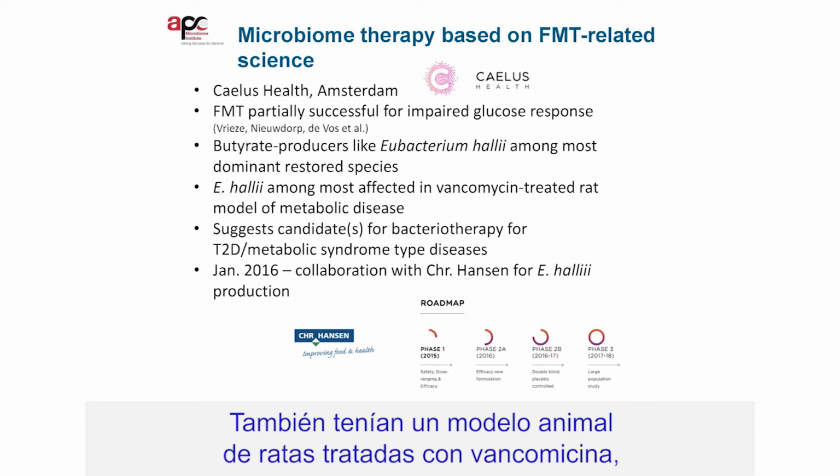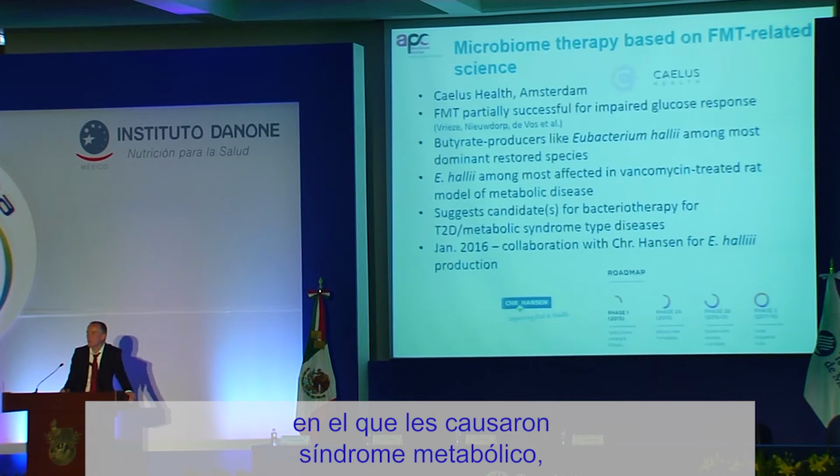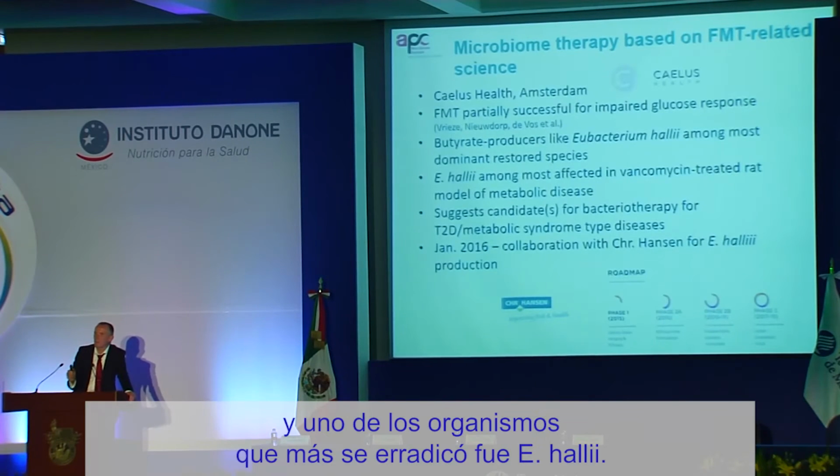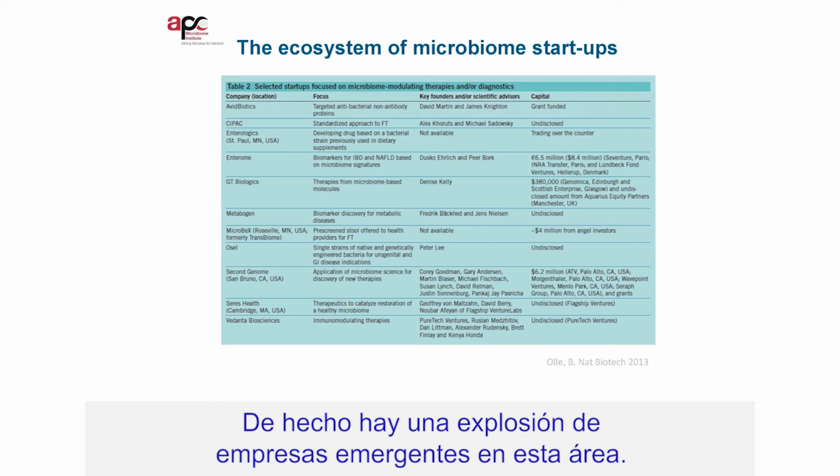At the same time, they had an animal model where they treated rats with vancomycin and essentially caused them to have metabolic syndrome. And one of the organisms that was killed the most was Eubacterium hallii. And indeed, there's an explosion of startup companies in this area.